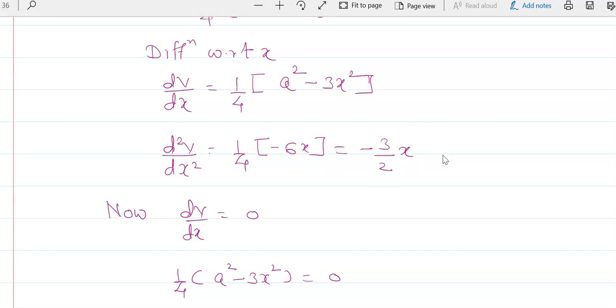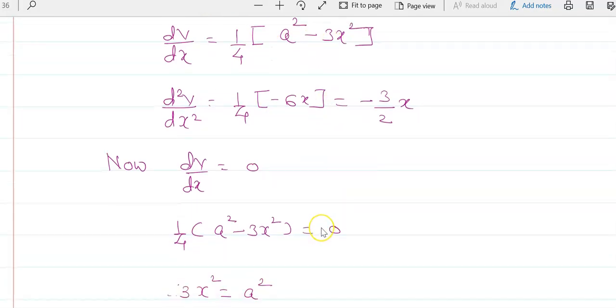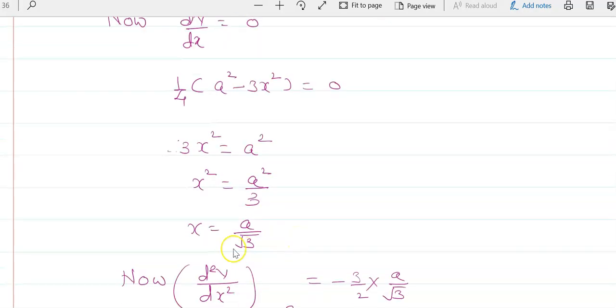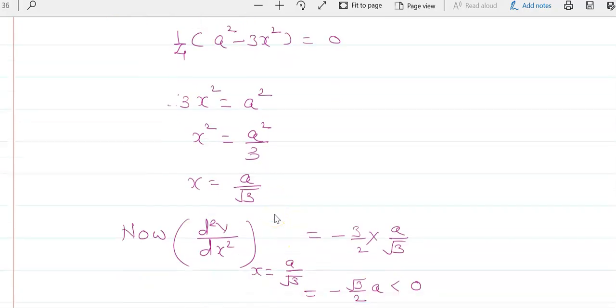Now to find the maximum extreme values, we equate dV upon dx to 0. Therefore 1 by 4 in bracket A square minus 3x square is equal to 0. If we simplify this, we get 3x square is equal to A square. Therefore x square is equal to A square upon 3, and x is equal to A upon root 3.